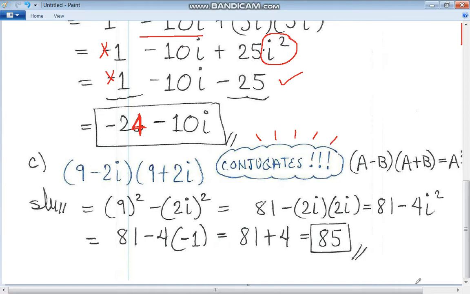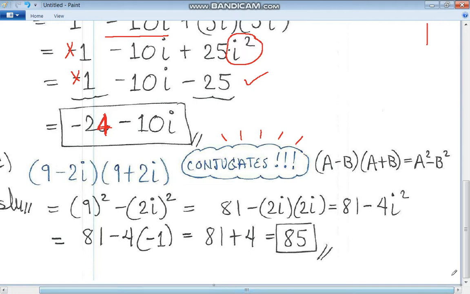So we're going to use this formula. I'll scroll and show you. (a - b) times (a + b) is equal to a squared minus b squared. Okay, apply that to this problem. We have 9 squared minus (2i) squared. That's a squared minus b squared.